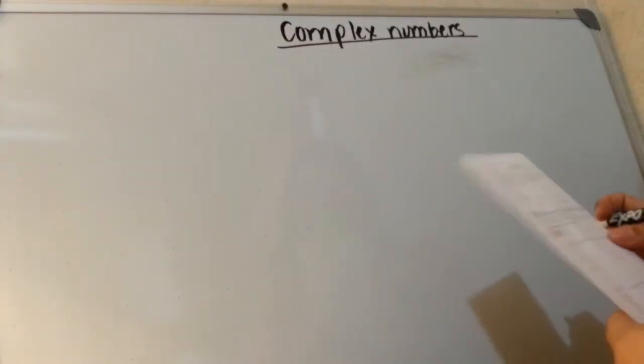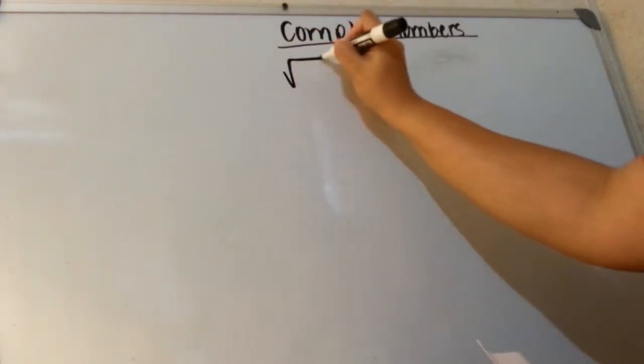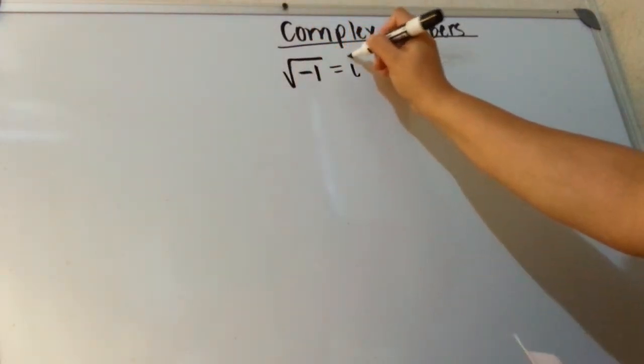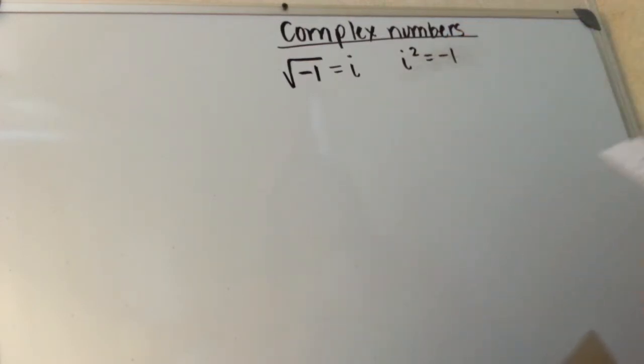In this video, I want to review complex numbers. The first thing you need to know about complex numbers is that the square root of -1 is i, and that i squared is -1. So how does this come in handy?